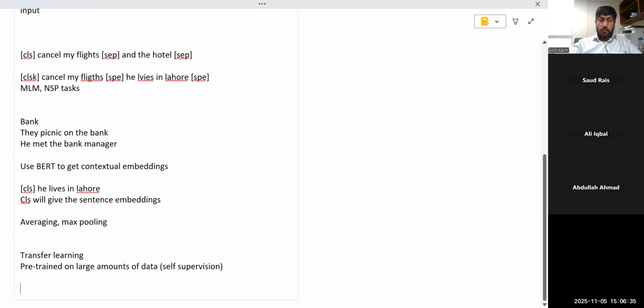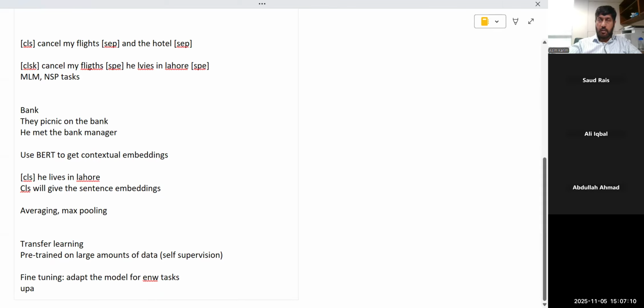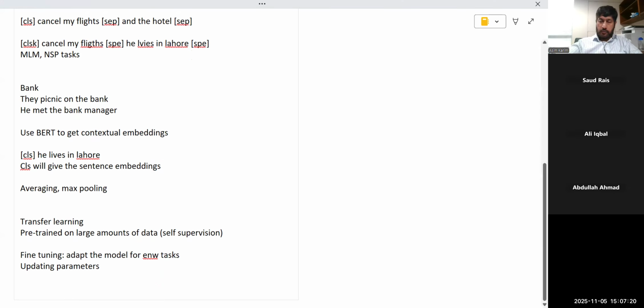But if you want to reuse this model in a slightly different domain, then we will have to do what is known as fine tuning. Okay? So fine tuning basically means adapt the model for a new task. Remember, original task क्या था? Language modeling था. New task कुछ और हो सकता है. And adapting, of course, can mean different things. And in this particular case, primarily we'll be updating the parameters.